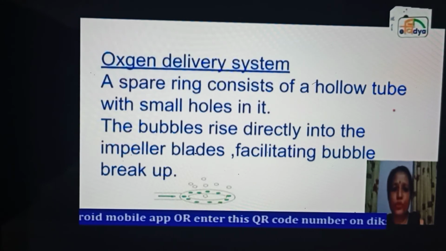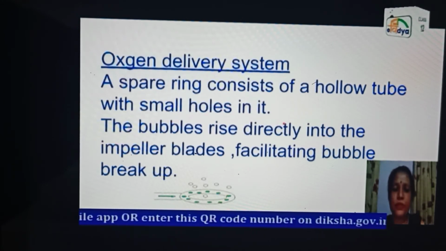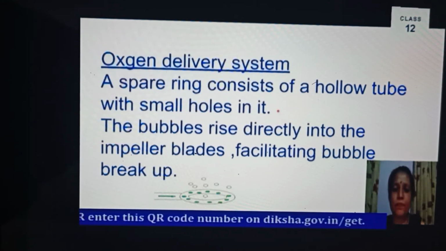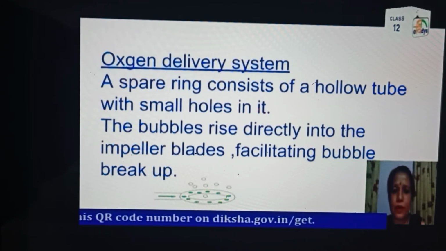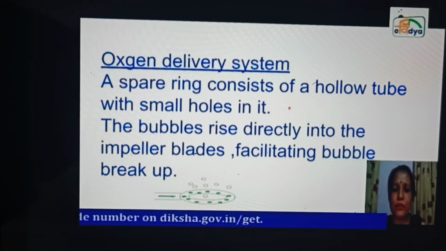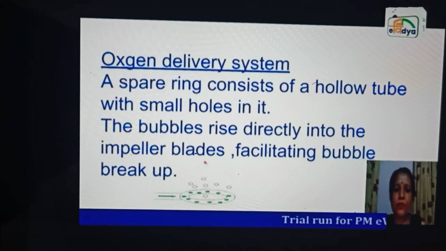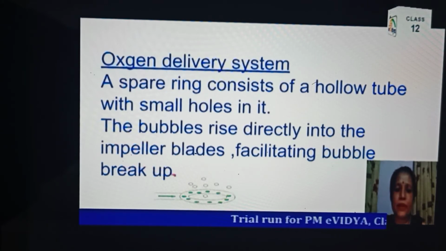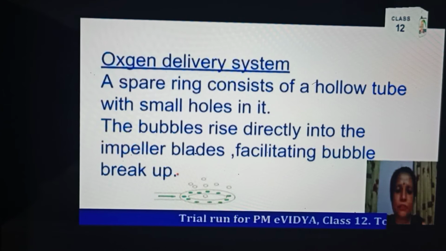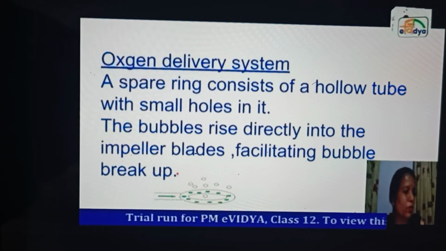There is a hollow tube with small holes in it through which air under pressure forms a large number of air bubbles. These bubbles directly rise up into the impeller blades, which facilitates bubble breakup and utilization by the microorganisms.